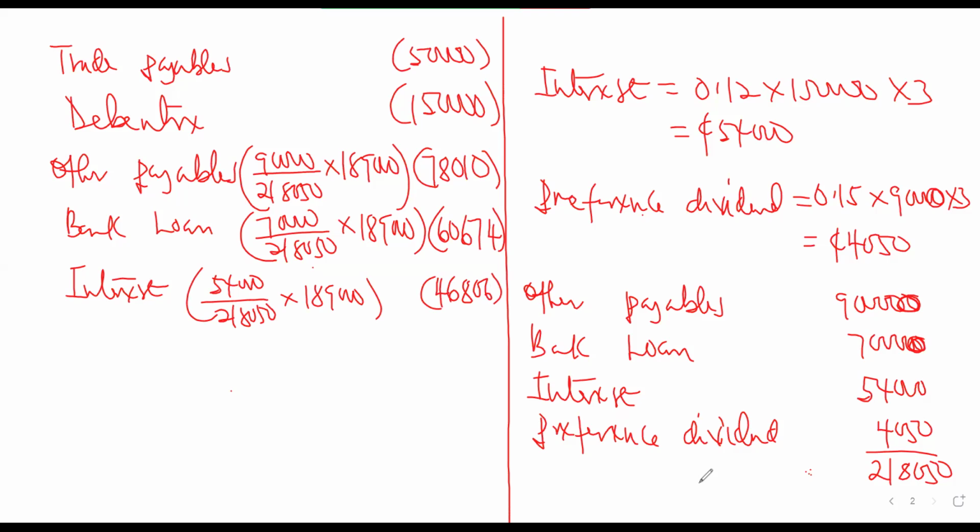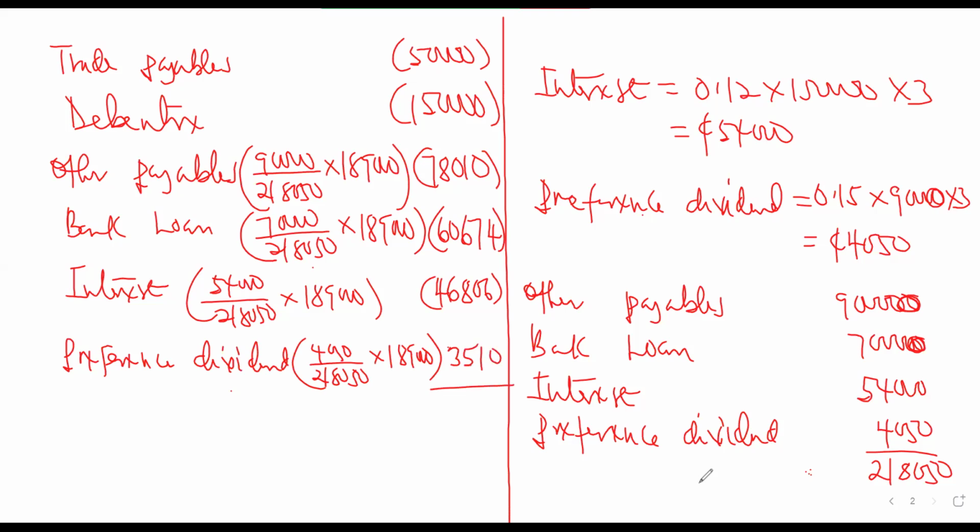Then let's come to the preference dividends. Please, they are all going to be classified as unsecured creditors. These are all the people that we are owing. So we have 40,500 divided by 218,050 multiplied by 189,000. What are we having? 35,10. Okay. So if you put all together, you'll be having 189,000.